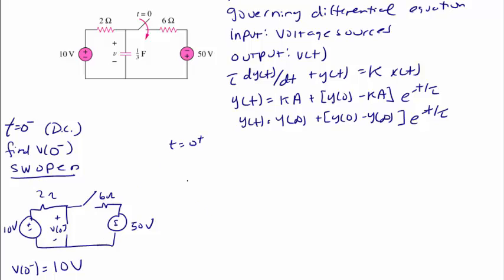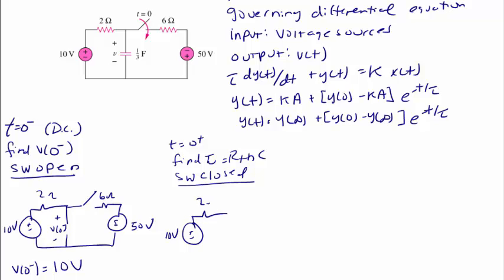Then we draw the circuit at t equals 0 plus. That means the switch is closed. And we use this circuit to find tau. Remember, this is an RC circuit, so tau is equal to R Thevenin times C. So if the switch is closed, we have the 10 volt source, 2 ohms, 6 ohms, the capacitor, 1/3 of a farad, and the 50 volt source.